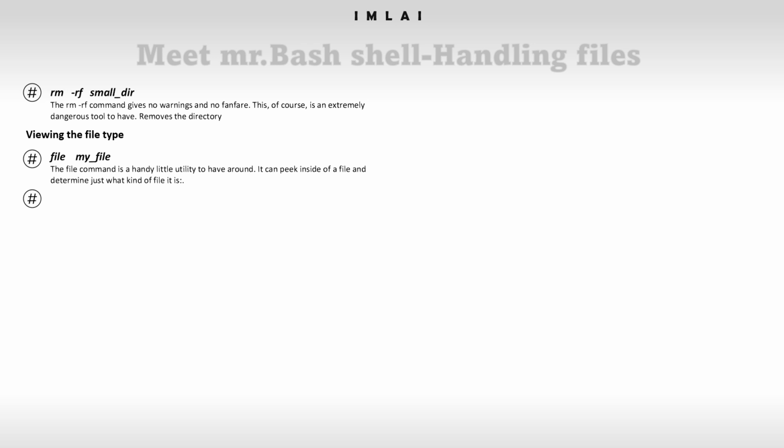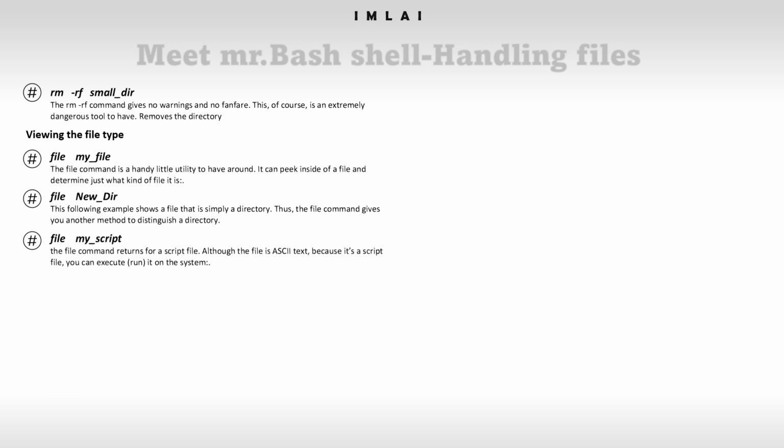So the file command is a handy little utility to have around. It can peek inside of a file and determine just what kind of file it is. In the following example, you can see file my script, file new dir, file my file. This example shows a file that is simply a directory. File new dir is a directory. Thus the file command gives you another method to distinguish a directory.